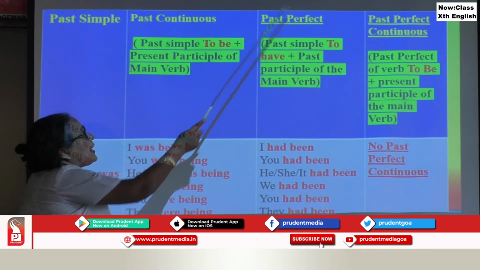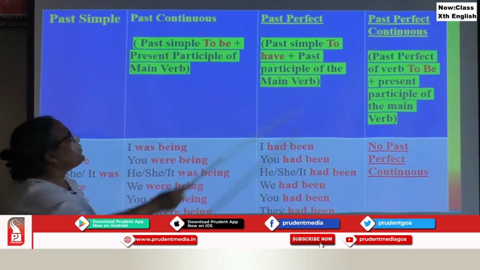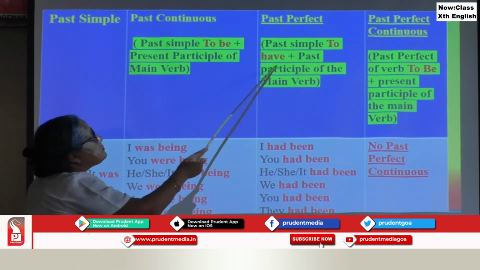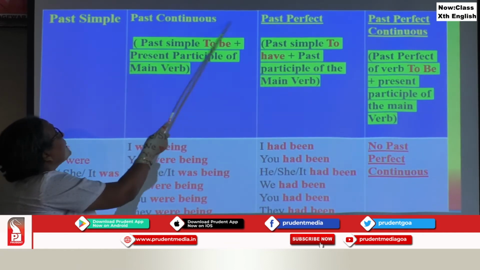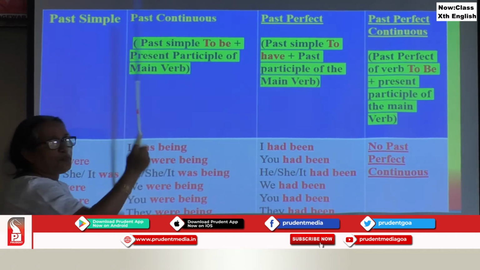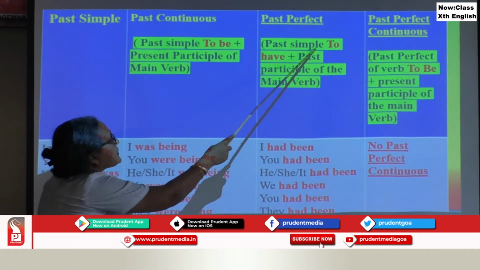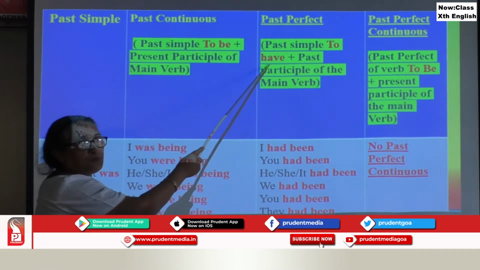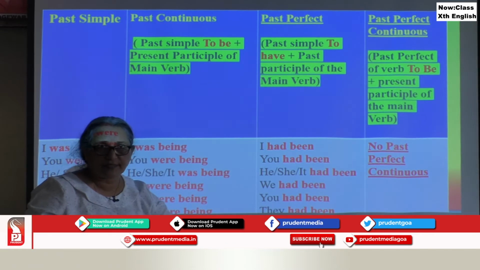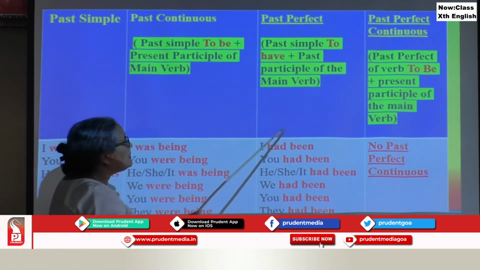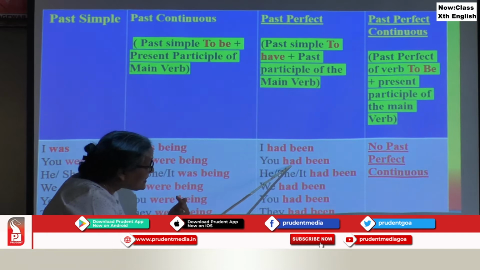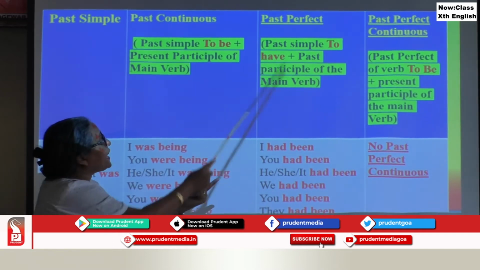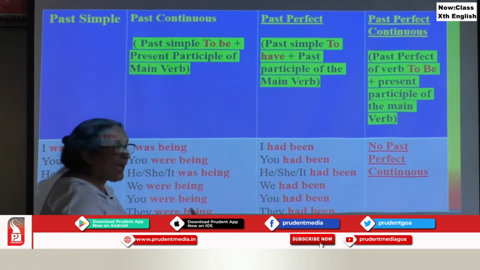Look at the past perfect. I told you the word perfect tells you you have to use verb to have. The word continuous tells you you have to use the verb to be. So perfect. In the case of present perfect, we use present simple of verb to have. I have, you have, he, she, it has. But in the case of past simple, we use the past simple of the verb to have. I had, you had, he, she, it had, past simple. We had, you had, they had.